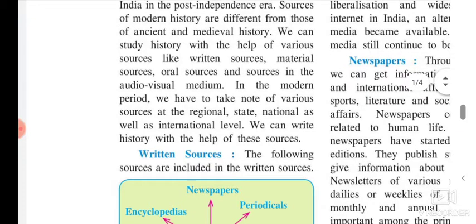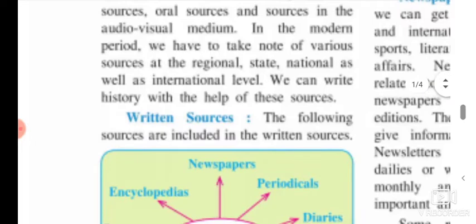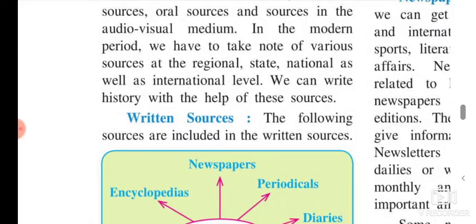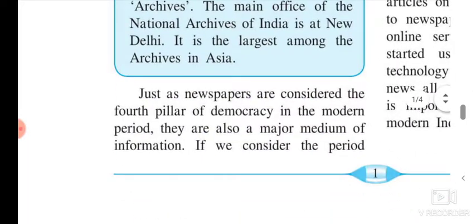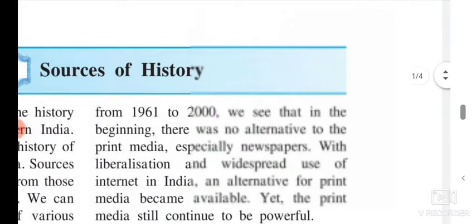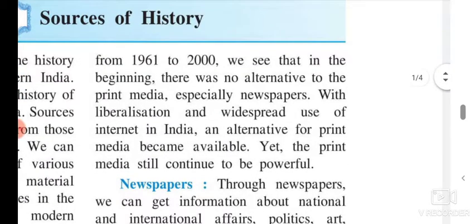We can write history with the help of these sources. First one, written sources. The following sources are included in the written sources. Just as newspapers are considered to be the fourth pillar of democracy in the modern period, they are also the major medium of information. If you consider the period from 1961 to 2000, we can see that in the beginning there was no alternative to print media, especially newspaper.